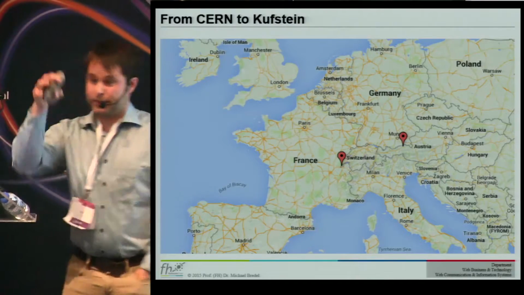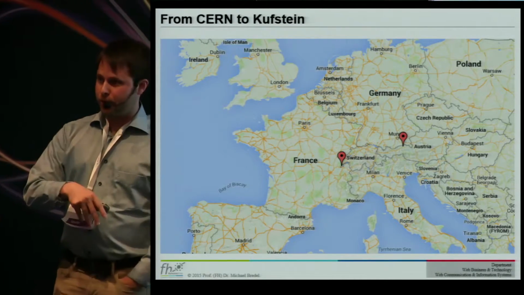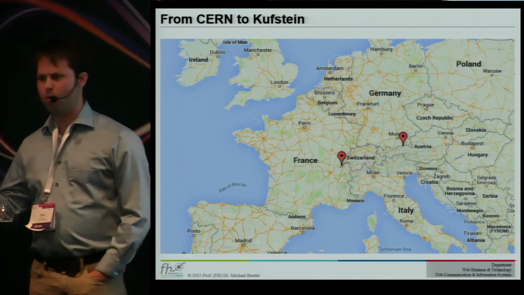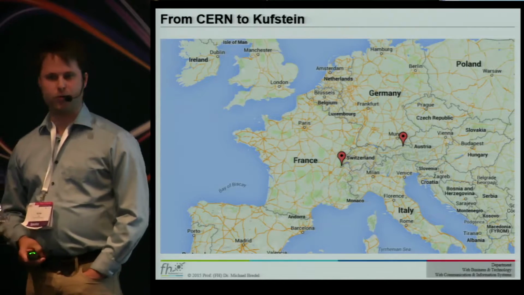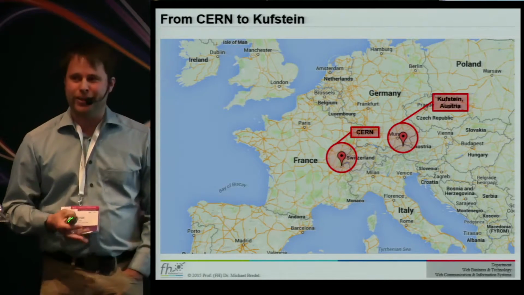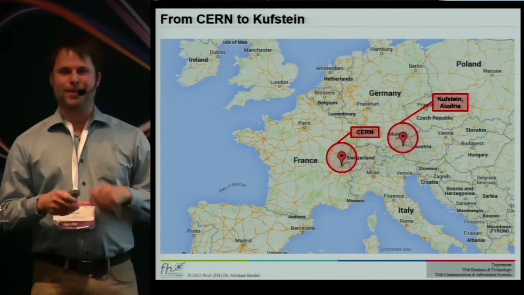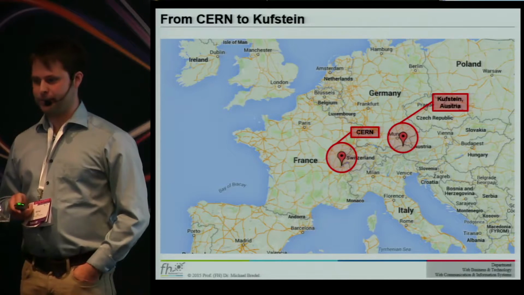Before I go into the technical part of the lecture, I used to work for CERN before in Caltech, and people know what CERN is, but I constantly hear the question, what's Kufstein? So this is CERN, and this is Kufstein. It's a really small place in Austria next to the border to Germany, near Munich.